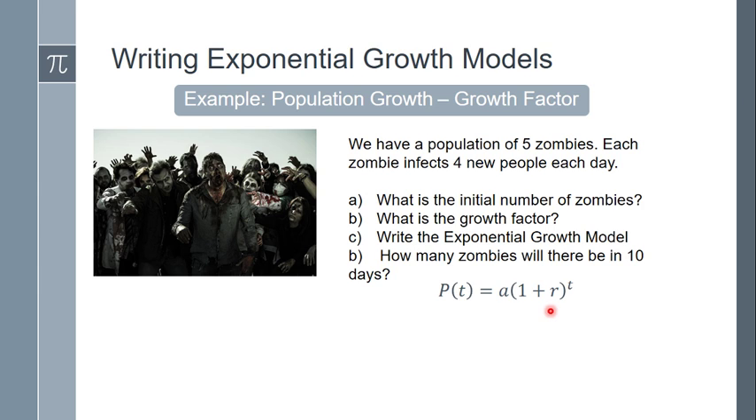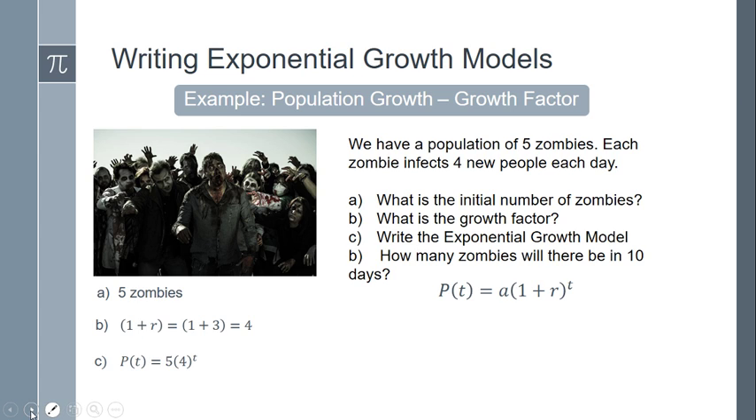Alright, so if one zombie is infecting 4 others, then we would say that they're quadrupling every day. So in this case, the entire growth factor, the entire base should be 4, because they are multiplying, each zombie makes 4 more each day. So like we said, A is going to be 5, and then the growth factor is going to be 4, so I let the R be 3. So finally we come up with the exponential growth model, that the population of zombies after t days is equal to 5 times 4 raised to the t.